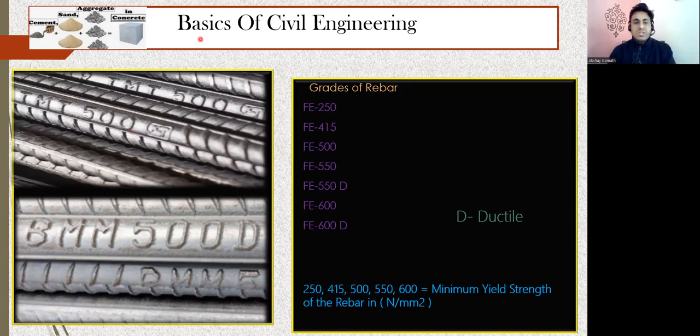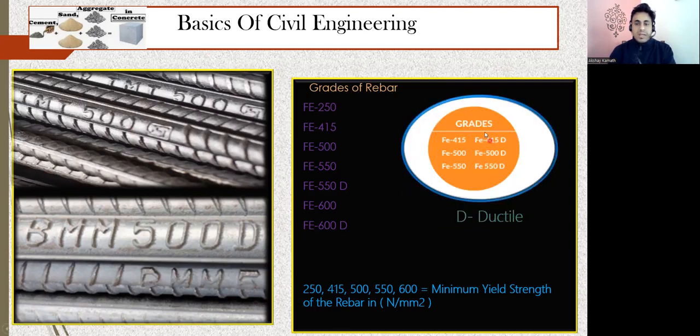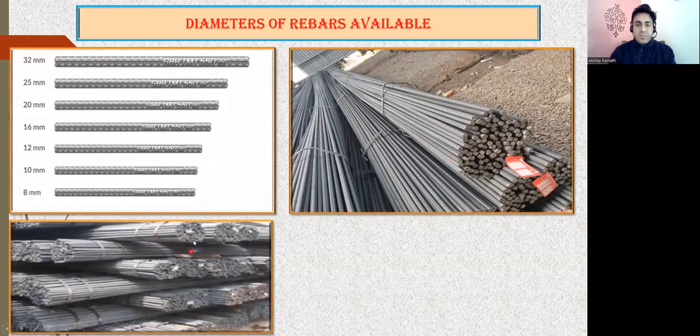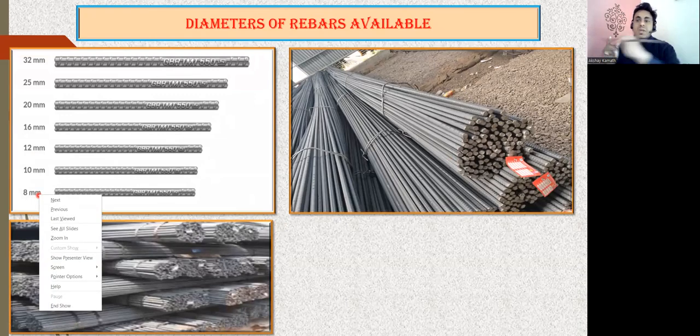Now we'll try to understand one more part. Like I mentioned, it's written here 415, 500, 550 and so on. These are the different bars available in the market. Now we come to the main point: what are the different diameters of the bar? I've taken a bar here, and it has a certain diameter. So this is the diameter of that.